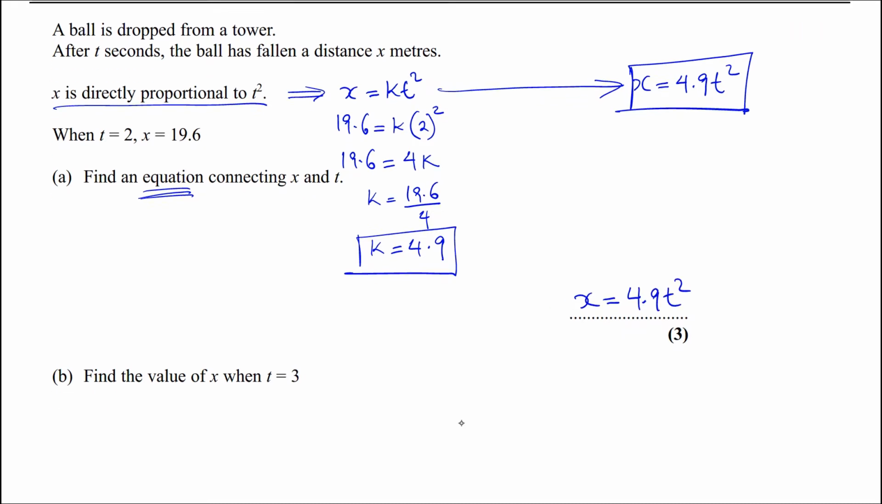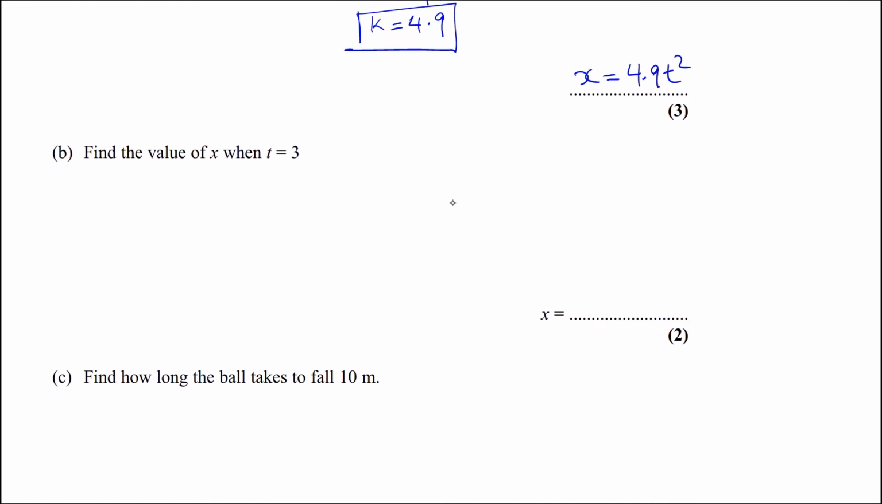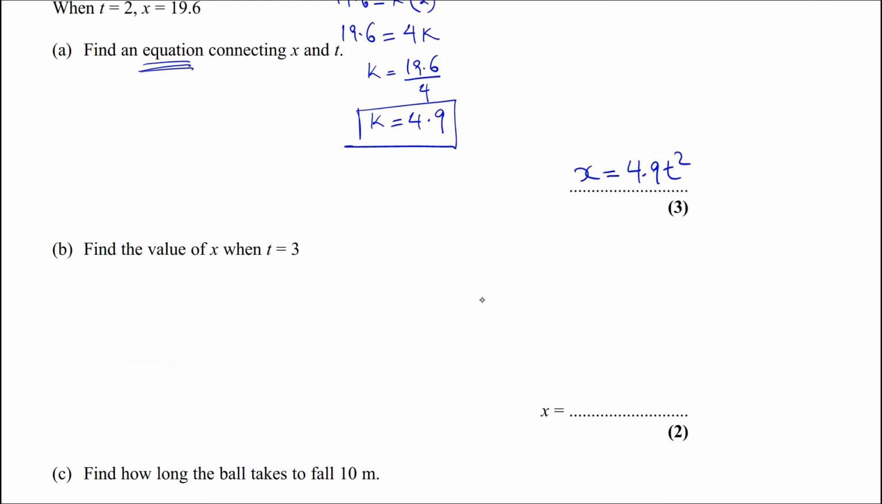And then the next part of this question is find the value of x when t is equal to 3. So from this formula, we know that x will be equal to 4.9 multiplied by t squared, and t is 3, so 3 squared. And that will give us 4.9 multiplied by 9, and that will be 44.1. So this will be 44.1.